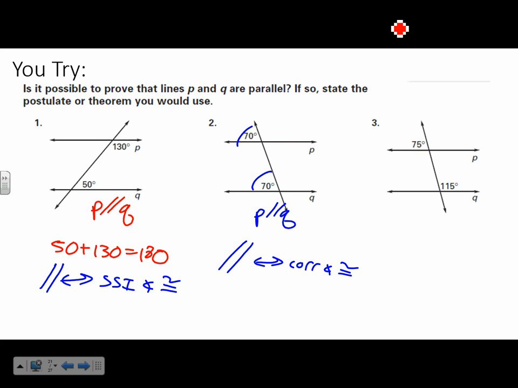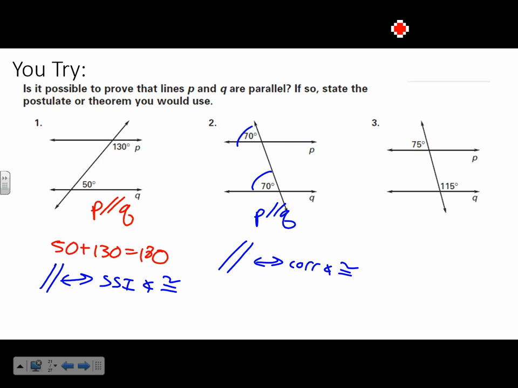Now the next one's a little bit more difficult, and I don't think you'll have one like this on the test, because a lot of people say, well, we can't figure this out. We can't determine this one. It's not possible. Well, the thing is, these aren't corresponding. They're not alternate interior, alternate exterior, or same side interior, but we can still figure out some of this stuff.